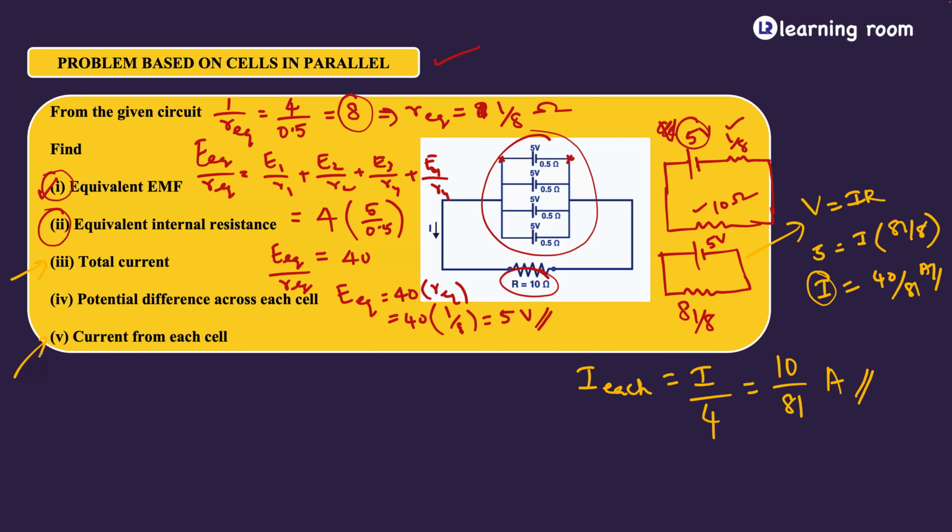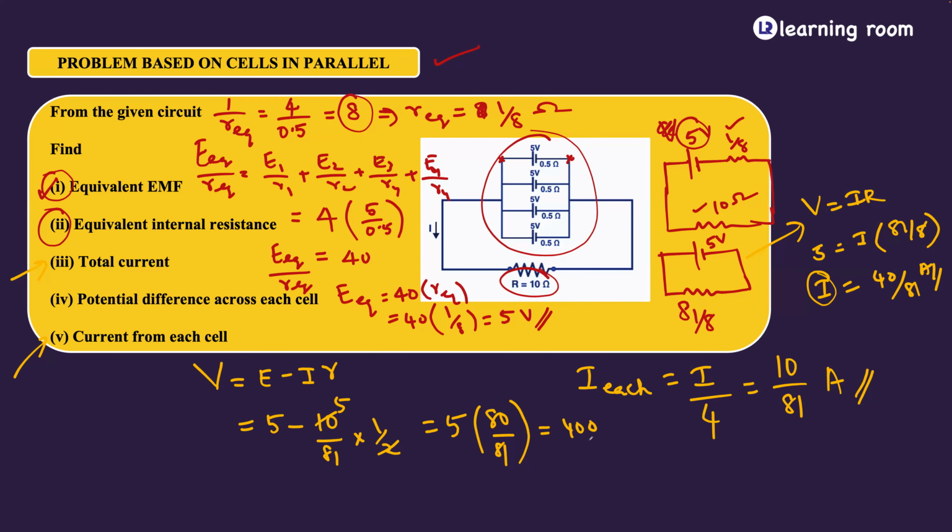But what about the 4th one? What is the potential difference across each cell? For potential difference across each cell, we'll have V is equal to E minus I into small r. So E is how much? 5 minus I, which is 10 by 81, into the value of small r. It is half. Cancel. So if I take out 5 common, I'll get 1 minus 1 by 81. So 5 into 80 divided by 81 is what I'll get. The answer will be 400 divided by 81 volt.